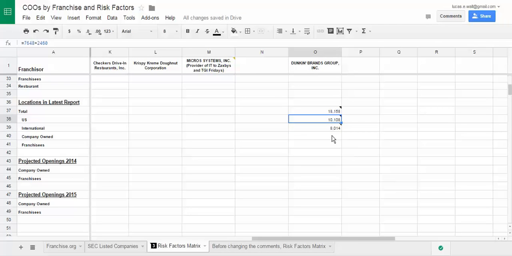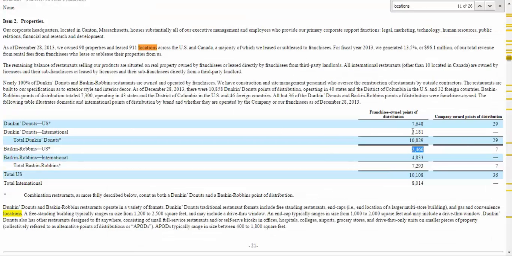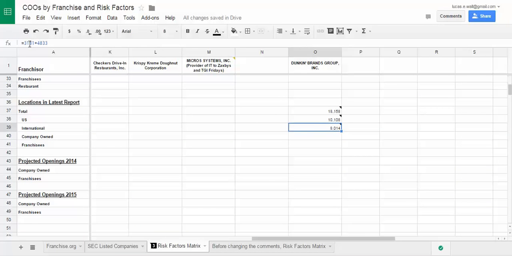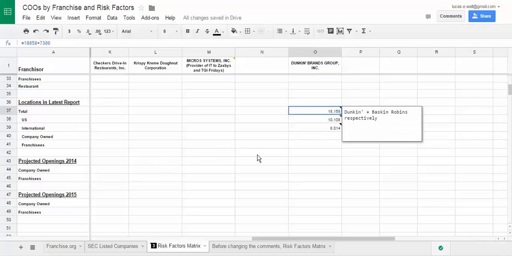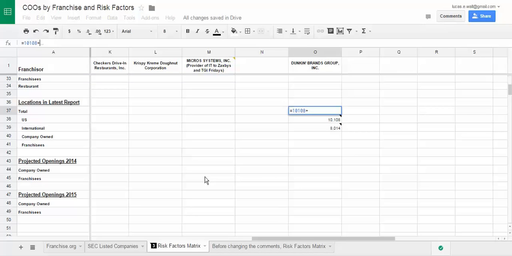10,108. And now let's pick up the information about the international locations. That's 3,181 plus 4,833. Let's see if I did that one correctly. 3,181, 4,833. Perfect. So combined, they give you 18,122. And that's what should be there. It should be 10,108 plus 8,014.